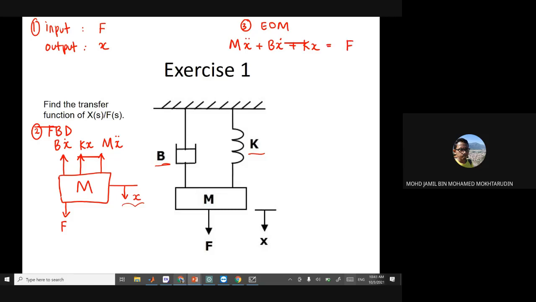And then you use Laplace transform to write the equation of motion in terms of frequency. So you get (m s squared plus b s plus k) times X equals F.